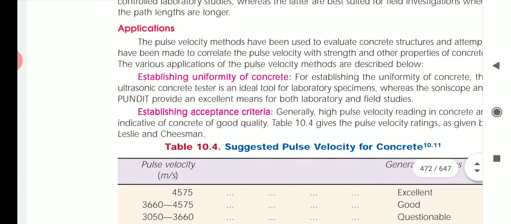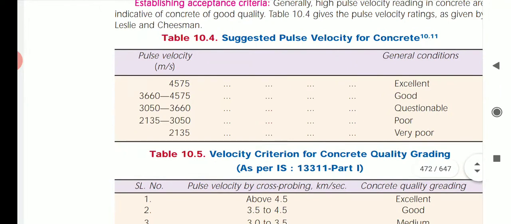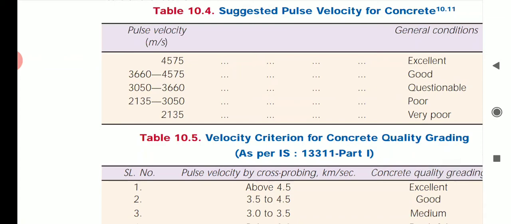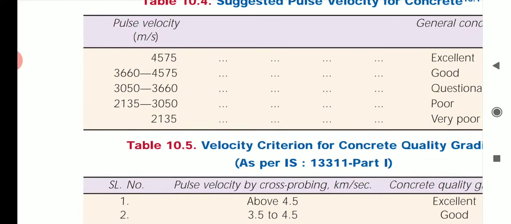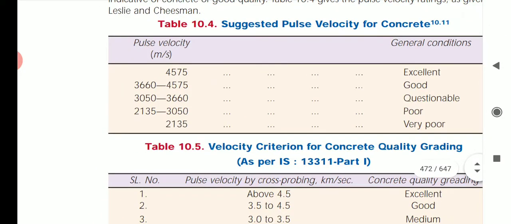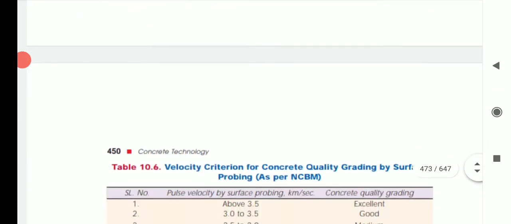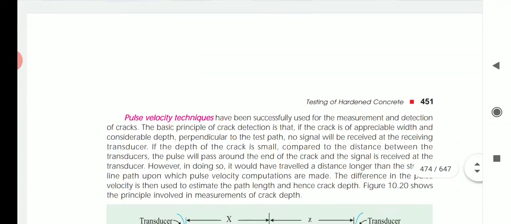Applications: it is used for checking the uniformity of concrete, establishing acceptance criteria, and measuring whether the concrete is in good condition or not. The pulse velocity is measured in meters per second. If the pulse velocity is above 4575, then we can say it is excellent concrete. If it is between 3660 and 4575, then it is good. And if it is 2135, then it is called very poor. Like this, based upon the pulse velocity, we measure the strength of the concrete.